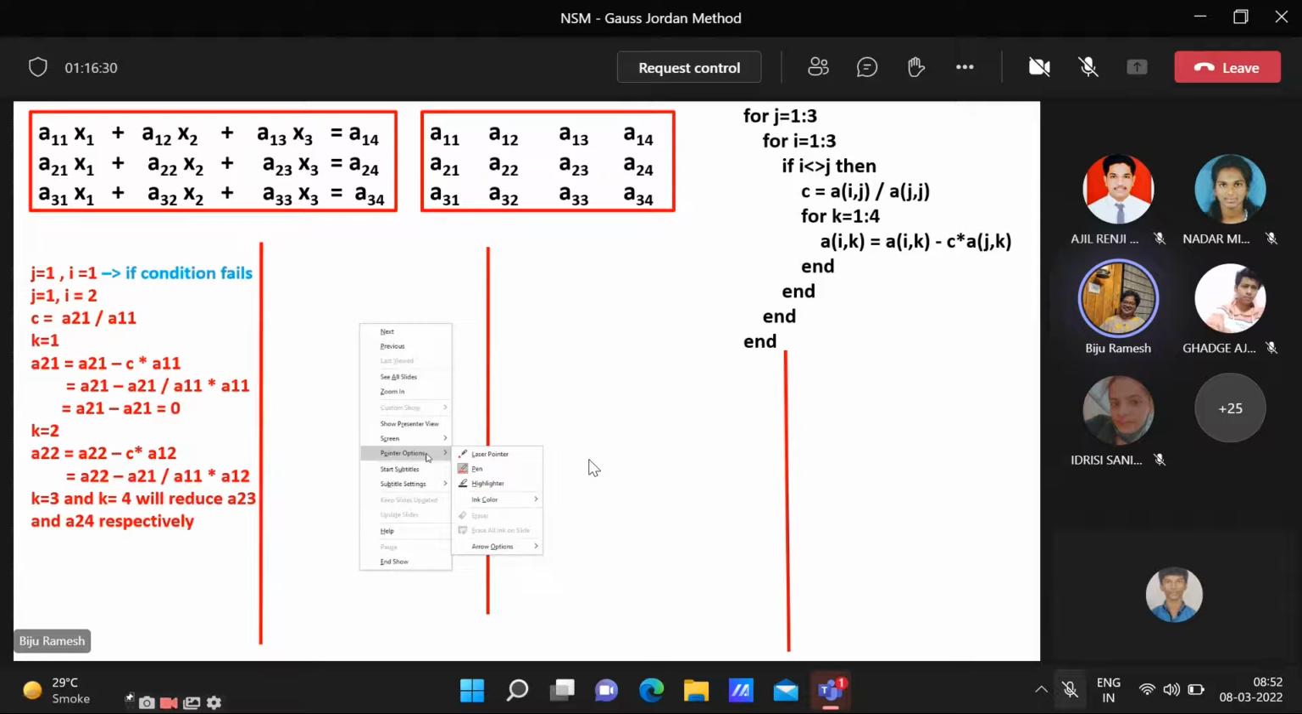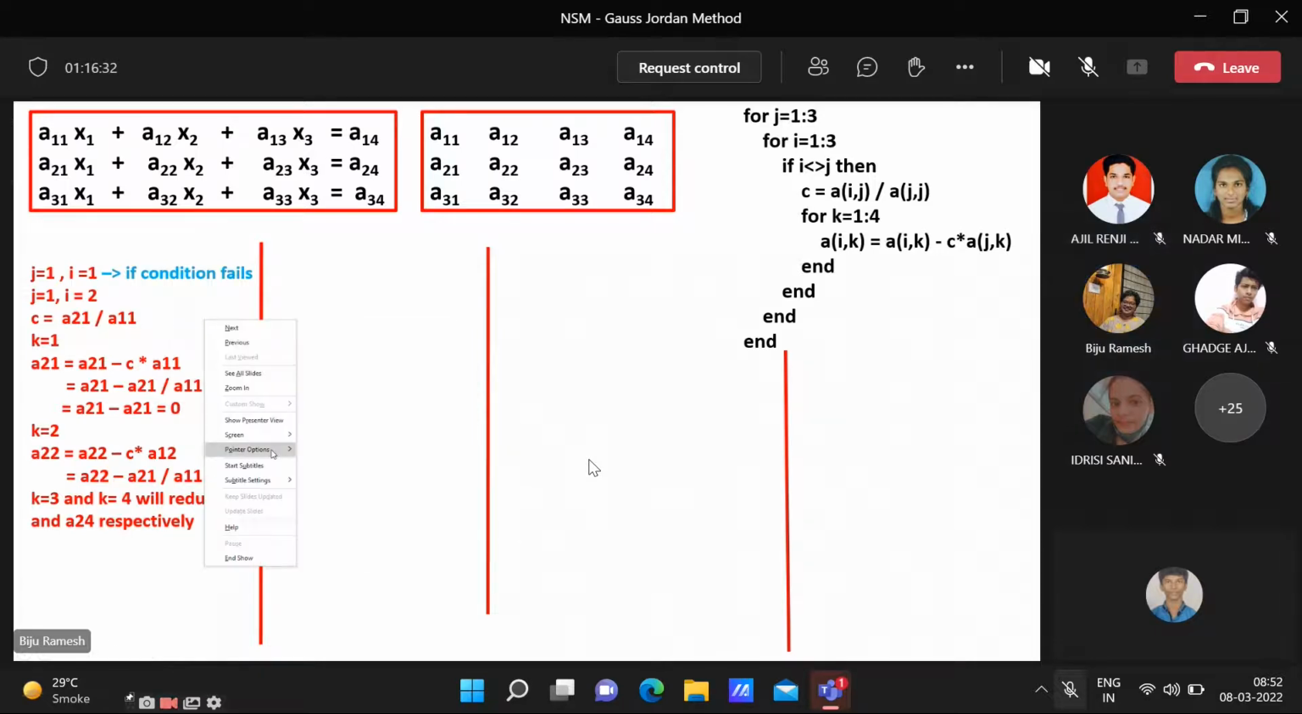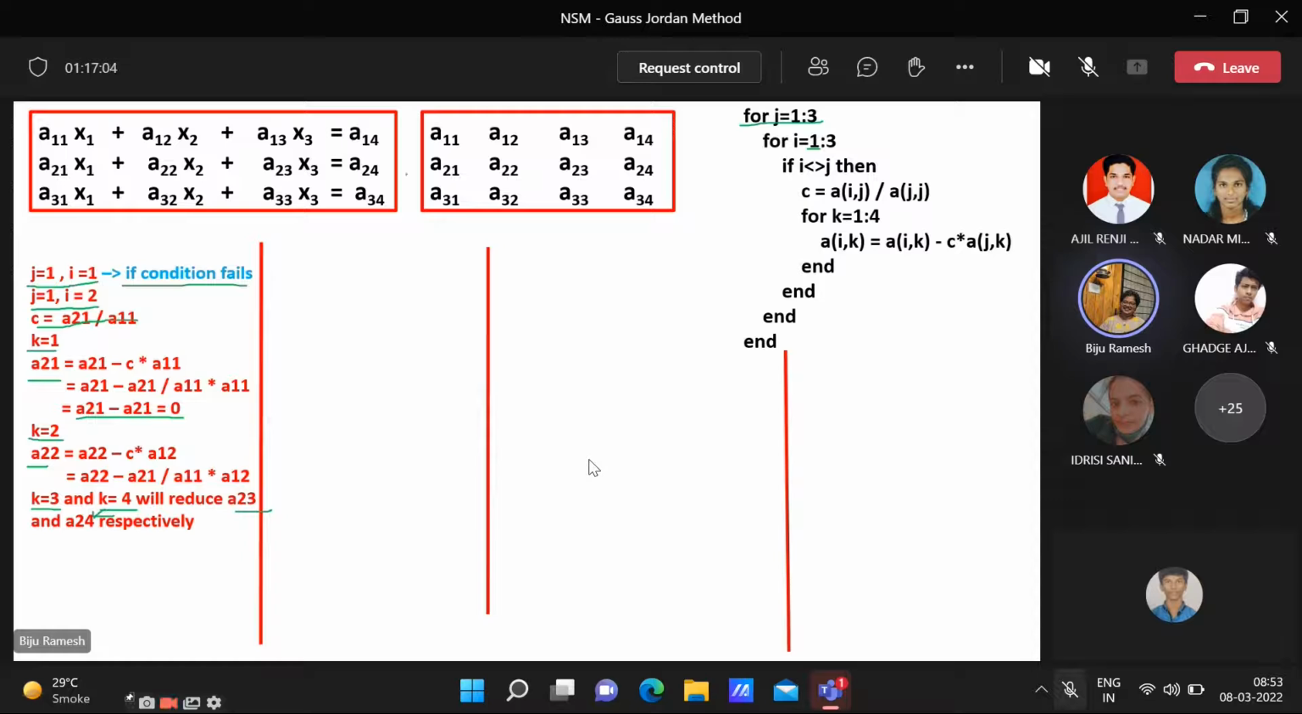If you see here, j is equal to 1, I is equal to 1 first. See the loop. So if condition fails, I not equal to j, if condition fails. So I becomes 2, j is equal to 1, I becomes 2. Constant I have written. K is equal to 1. So A21 is calculated as 0. Then k becomes 2. So A22 is calculated as something. When k is equal to 3, A23 is calculated. When k is equal to 4, A24 is calculated. So all the 4 elements are calculated.